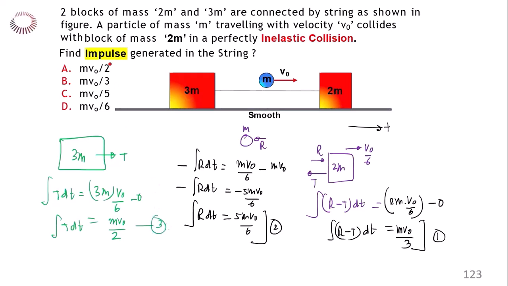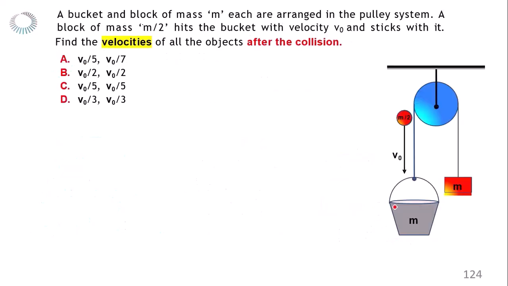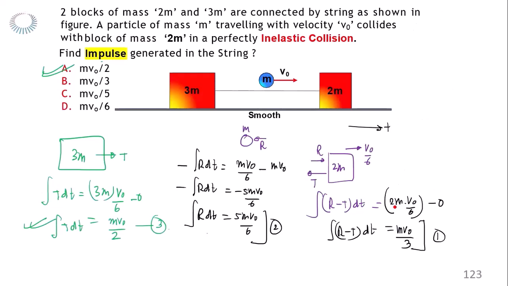Okay. Now you are asked to calculate the impulse generated by the string. So the impulse generated by string is integration T dt, which is m v0 by 2. Answer will be option A. If I am asked to calculate the impulse generated by the ball, that should be R dt, which is 5 m v0 by 6. Now what is the net impulse generated on the 2m? That should be equal to equation number 1. So I got all the information. This is the application of the impulse momentum equation. So when you are applying the impulse momentum equation, carefully write the impulse equation and final momentum.